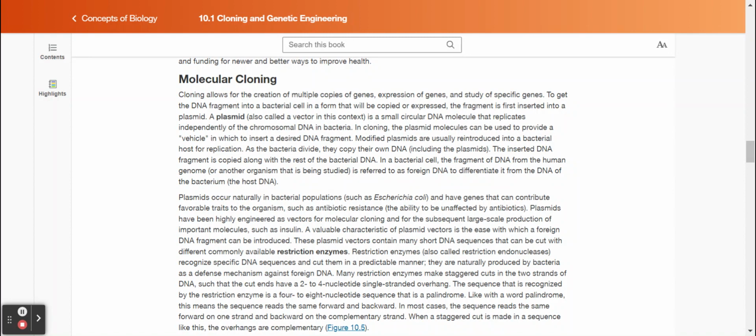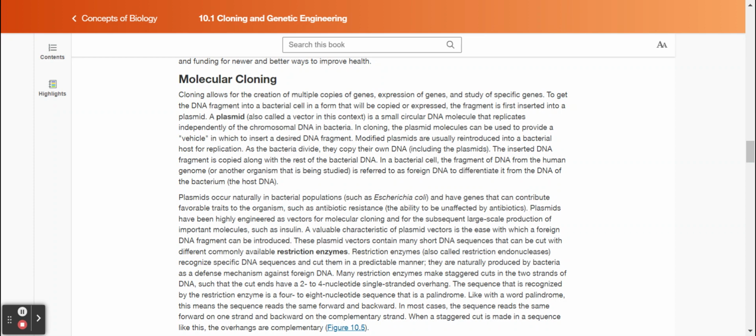Molecular cloning. Cloning allows for the creation of multiple copies of genes, expression of genes, and study of specific genes. To get the DNA fragment into a bacterial cell in a form that will be copied or expressed, the fragment is first inserted into a plasmid. A plasmid, also called a vector in this context, is a small circular DNA molecule that replicates independently of the chromosomal DNA in bacteria.